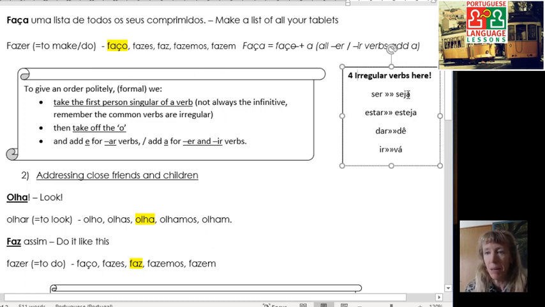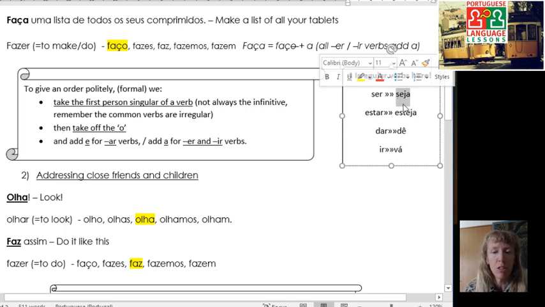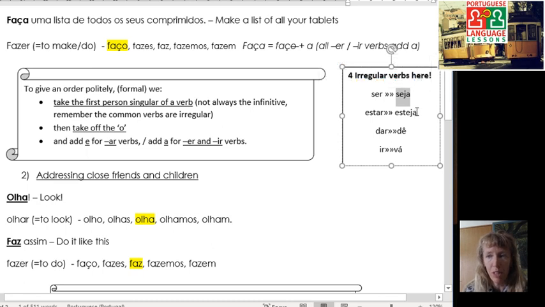The ser becomes seja, estar, esteja, dar, dê, ir, vá. Okay, so these are ones that you have to memorize. You see this a lot. Seja bem-vindo when you're out and about, and you'll hear the others as well.